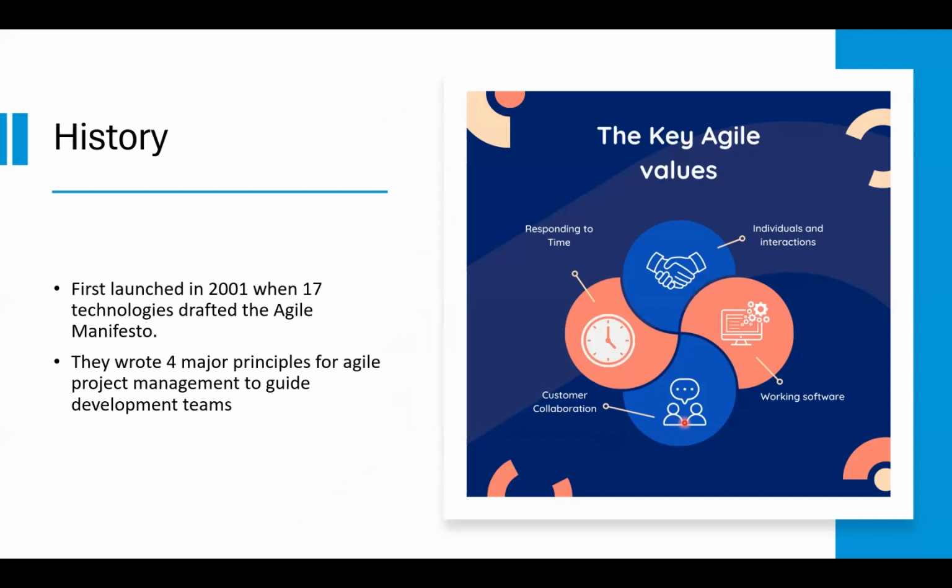That's perfect. So this is agile. And in discussing the history of agile, first launched in 2001, when about 17 technologists drafted what they call the Agile Manifesto. They wrote 4 major principles of agile project management that you follow. And what are they? Number 1, individuals and interactions. You work in your team, interacting together, not only amongst yourselves that are delivering the project, you also interact even with the customer. That's Navis Care Home in this instance.